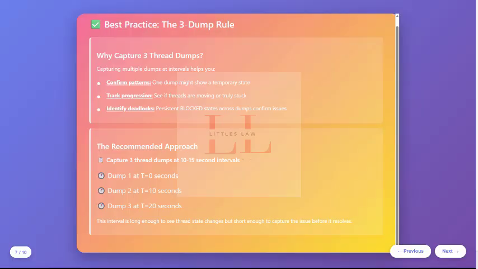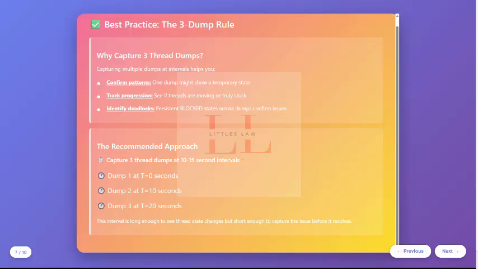Secondly, it helps you track the progression, because you can see if threads are actually moving through their execution or if they are truly stuck. If you see the same threads in the same state across all three dumps, you know you have a real problem. And third, it's essential for identifying deadlocks. A persistent blocked state across multiple dumps is a strong indicator of a deadlock situation.